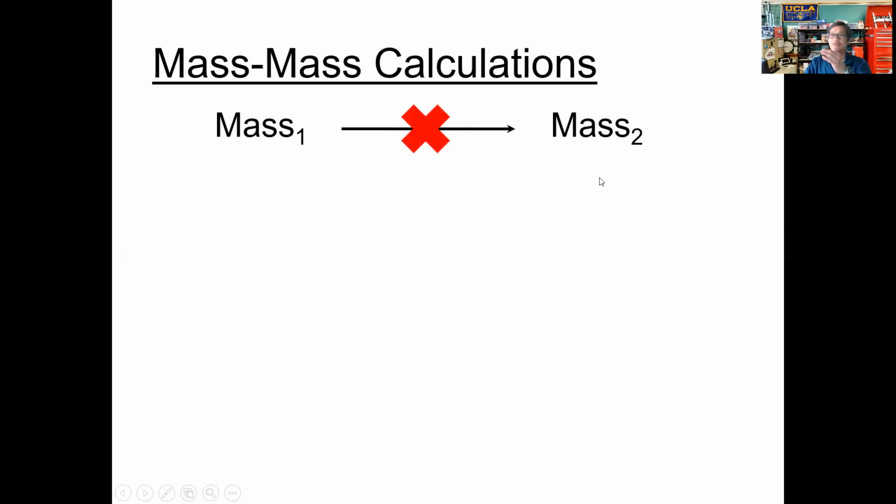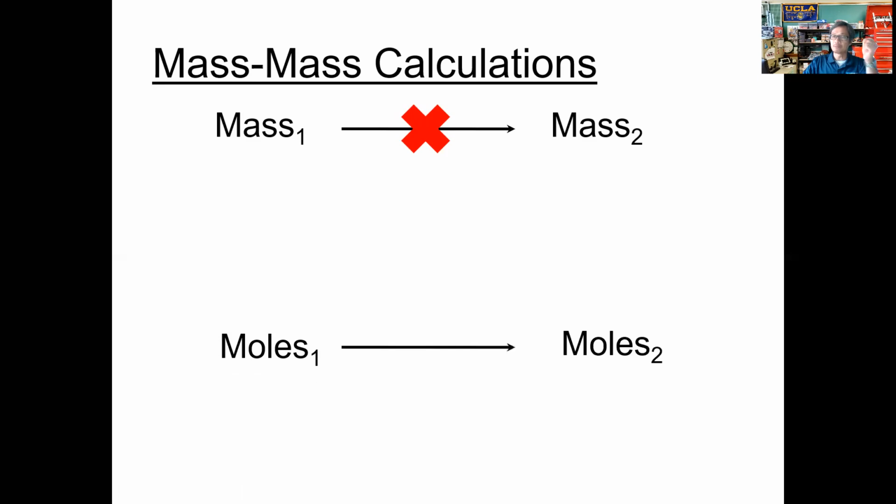You cannot solve for that directly. There is no conversion factor here. If this is the conversion that we want to do, there is not a conversion factor that we can plug in here to get that done. However, we just did this. Again, if we know the moles of the reactant and we want to find the moles of the product, we can do that because we have what's called the mole ratio.